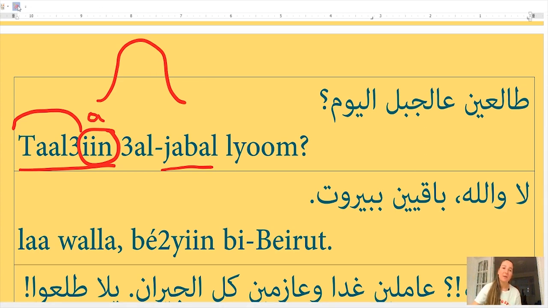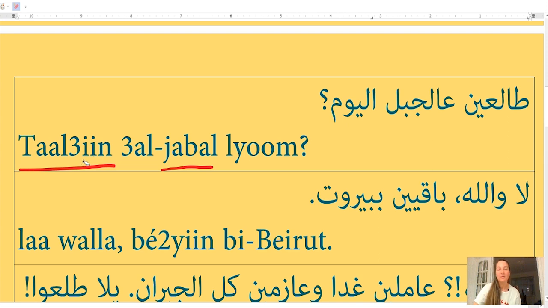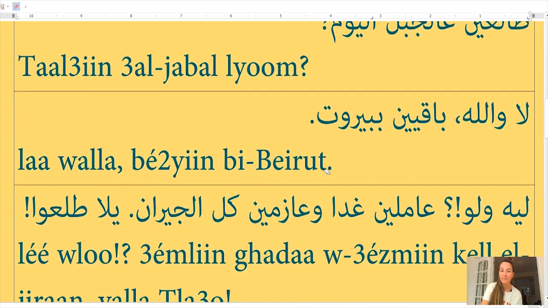Usually people also have two houses. If they can afford it, of course, they would have a summer house and they would have another home to live in the city in winter usually. So when I say "talain al-jabal", it would mean are you going to the village? "Talain al-jabal al-yom", are you going up to the mountains today? And remember, the "you" is the plural.